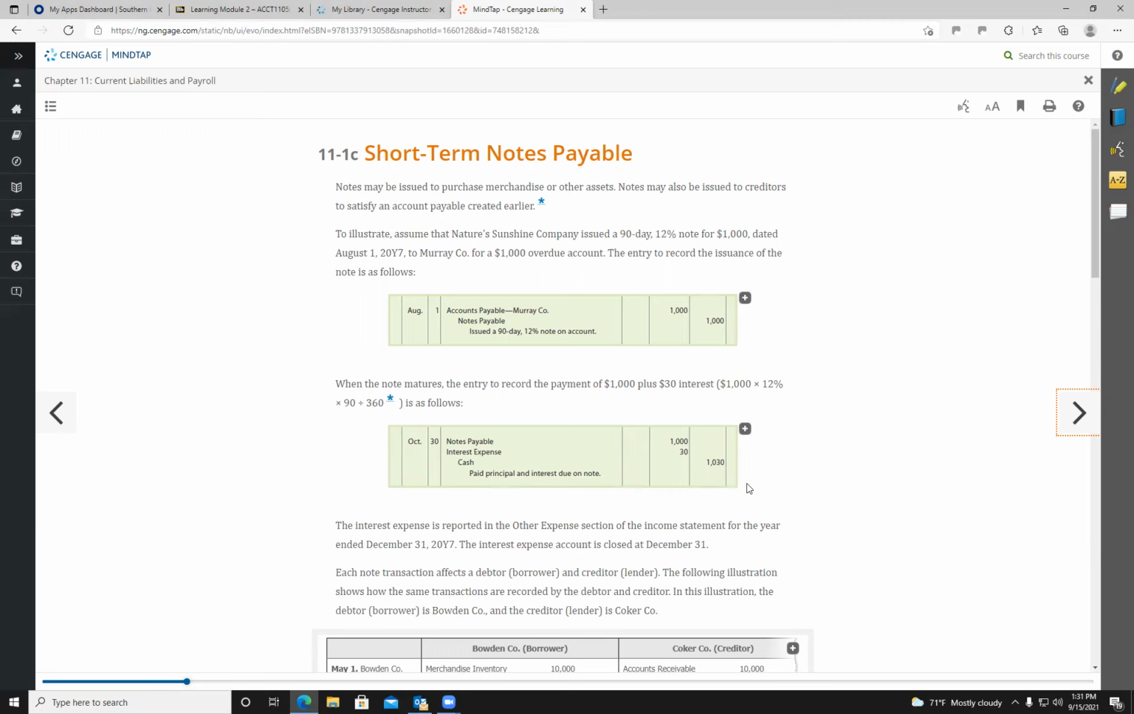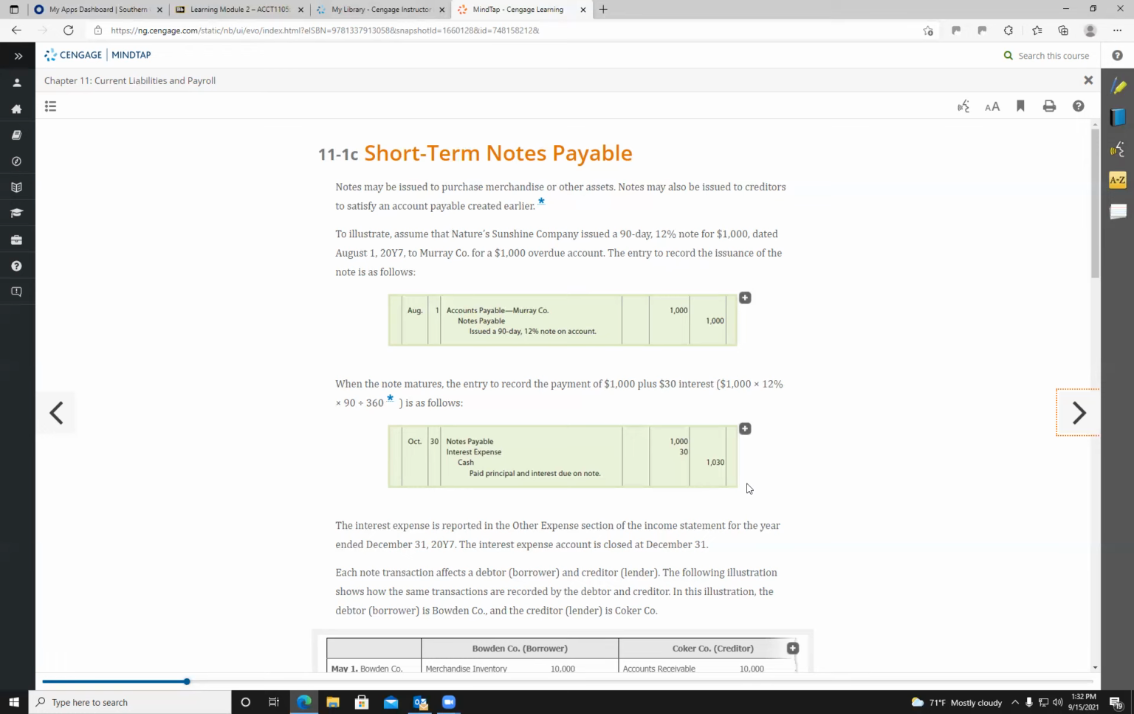So it looks as though this Nature Sunshine Company issued a 90-day 12% note for $1,000 dated August 1st to Murray Company for an overdue account. So Murray Company purchased something on account. And most accounts payable, when you purchase things on account, usually have payment terms of net 30, meaning that they expect full payment within 30 days.